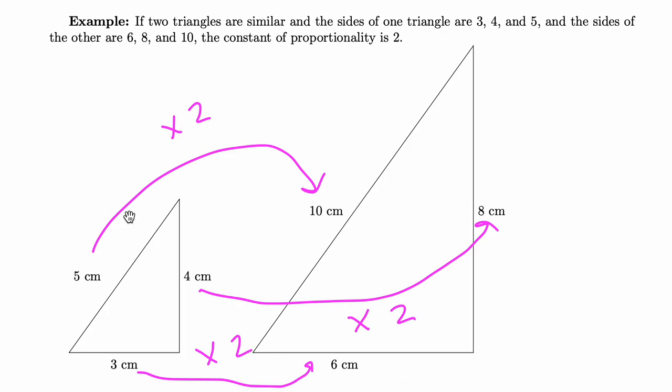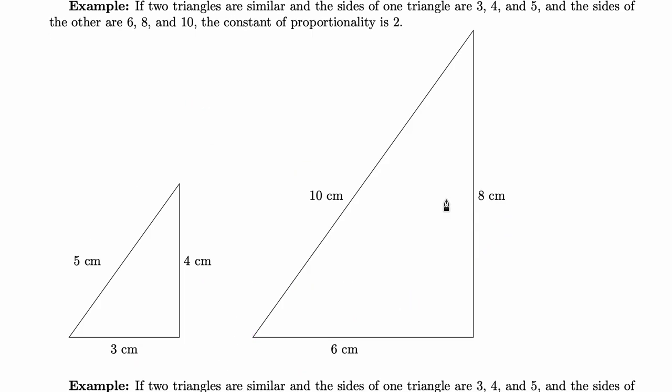So I can see here that all of these side lengths have a common ratio because they're all being multiplied by exactly the same amount. So this is going to tell me that these triangles have exactly the same shape, and the constant of proportionality is 2. Okay, now let's go on to one more example.